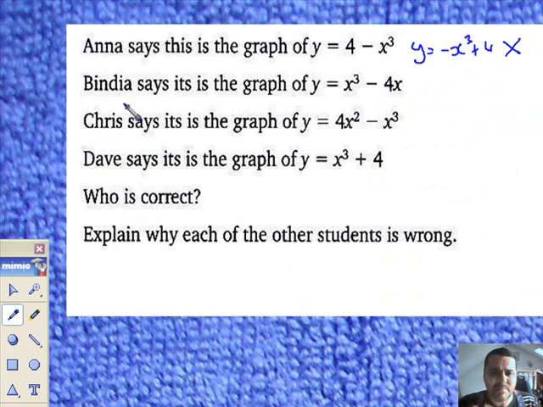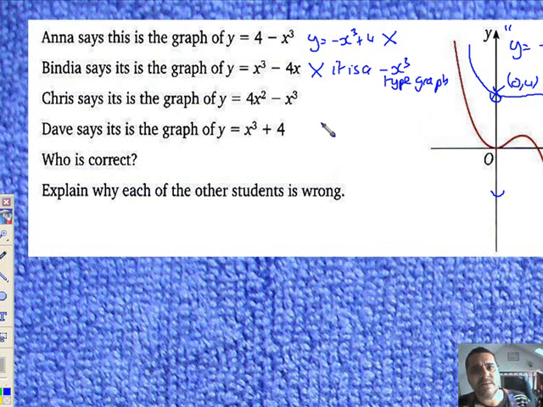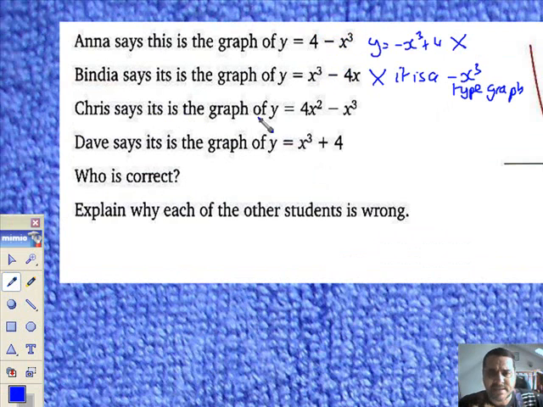Right, Bindia says it's x cubed minus 4x. Wrong, because it is a negative x cubed type graph. It is a minus x cubed type graph or function. Alright, so here's me saying I won't write it, but I've written it. I just couldn't help myself. What about Chris? Chris says it's minus x cubed plus 4x squared minus 3x. Could be, don't know yet. After all, Anna's one was negative x cubed and got it wrong because of the intercept.